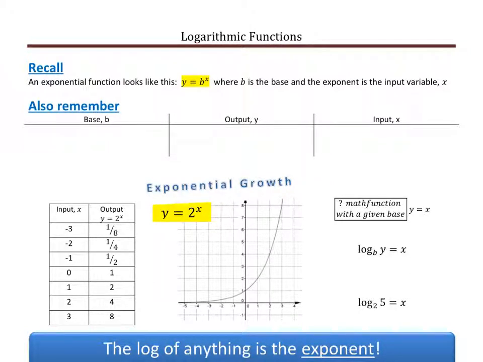Hi everyone, this section of notes is on logarithmic functions, and it goes along with the last section, which was on exponential functions, growth and decay. They are very much related to one another, so it's good if you do this right after doing exponential functions.